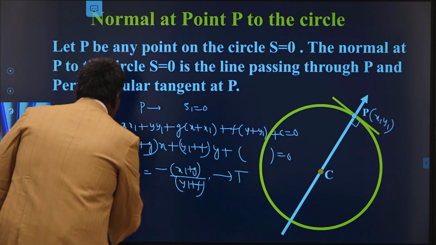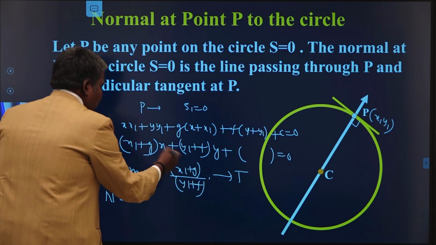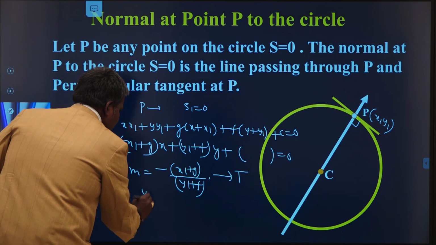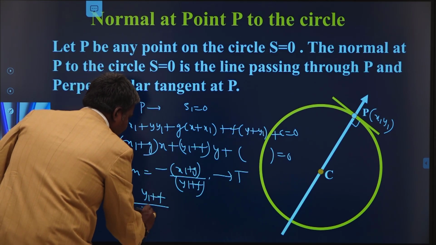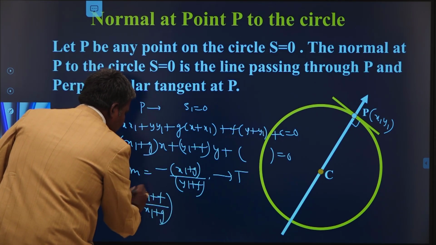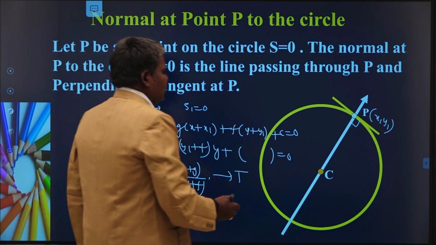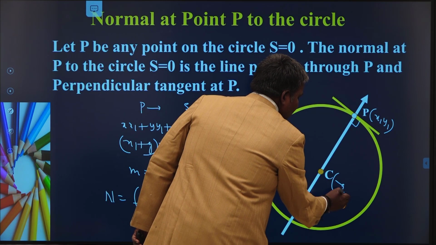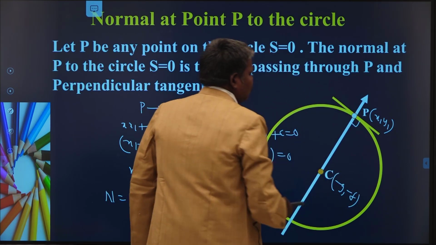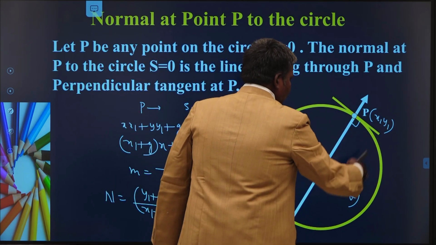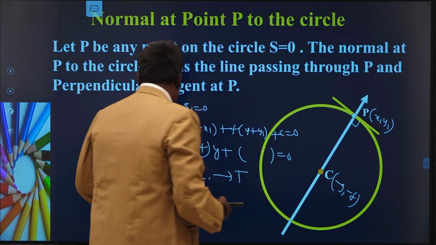Now what is the slope of the normal? Minus of the reverse: minus of minus, plus (y1 plus f) by (x1 plus g). This is the slope of the normal at P(x1, y1) to the circle. Observe here, what is the center of the circle? Minus g comma minus f. You just find the slope, what do you get? (y1 plus f) by (x1 plus g). Am I correct or not?